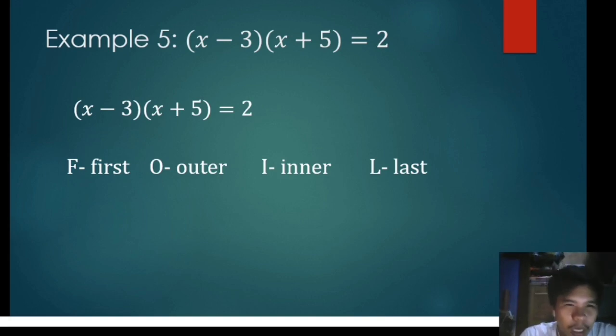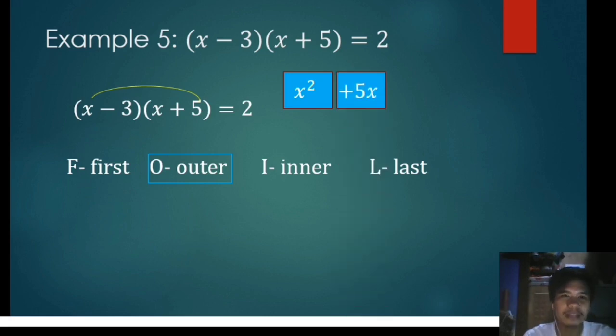Using this, let's start with the first terms by multiplying the first terms of the two binomials, which is x and x. So multiplying x to x, we get x squared. So those are the first terms of the two binomials. Followed by the outer terms given by x and positive 5. So all you have to do is to multiply them. x times positive 5 is equal to positive 5x. That is for the outer terms.